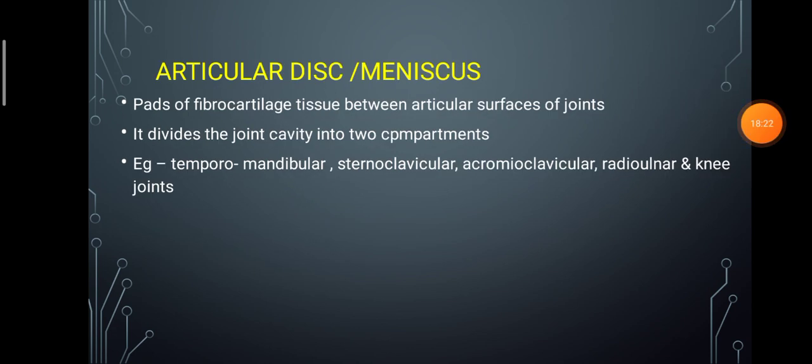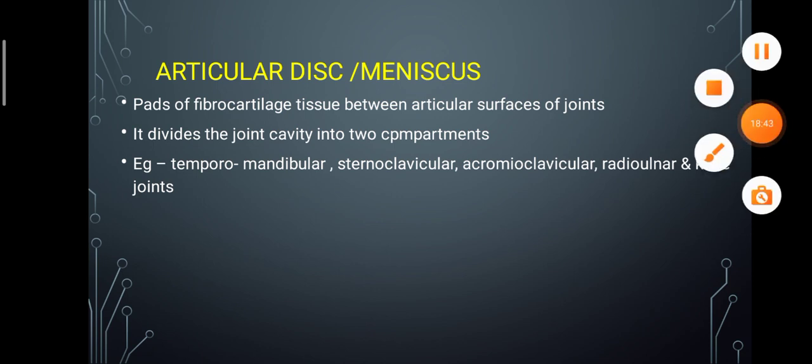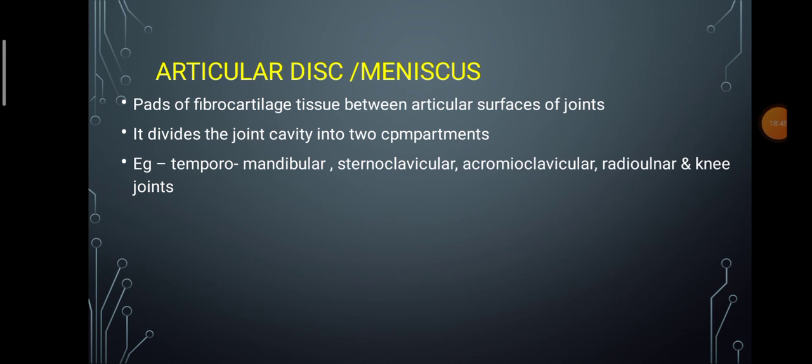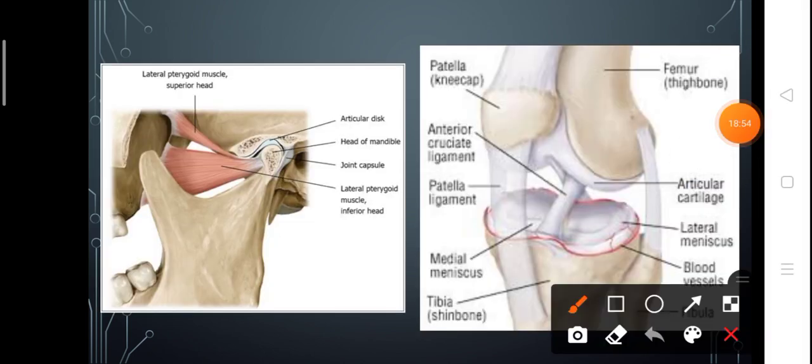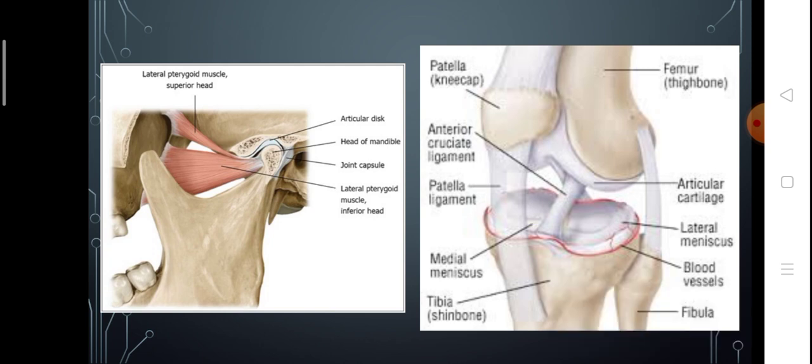Now what is this articular disc or meniscus? These are pads of fibrocartilage tissue between articular surfaces of joints. It divides the joint cavity into two compartments. In the temporomandibular joint, sternoclavicular joint, acromioclavicular joint, radioulnar joint and knee joint, you have an articular disc dividing the joint cavity into two compartments. This is the temporomandibular joint showing the articular disc. This is the knee joint showing the lateral meniscus and medial meniscus.